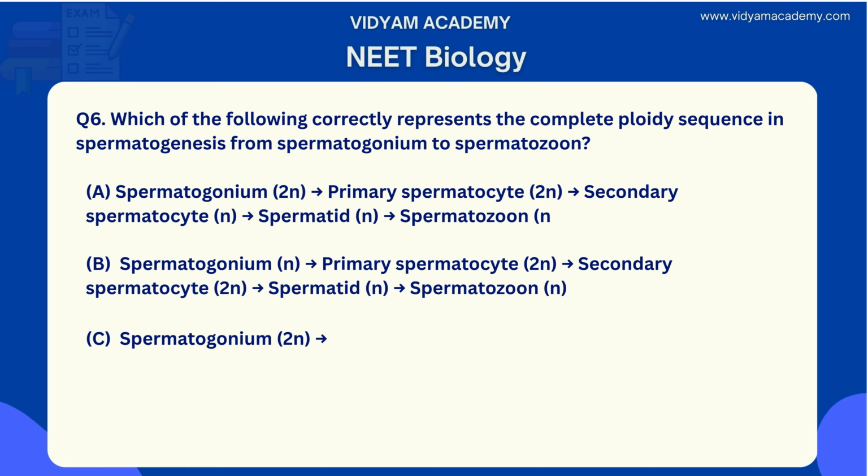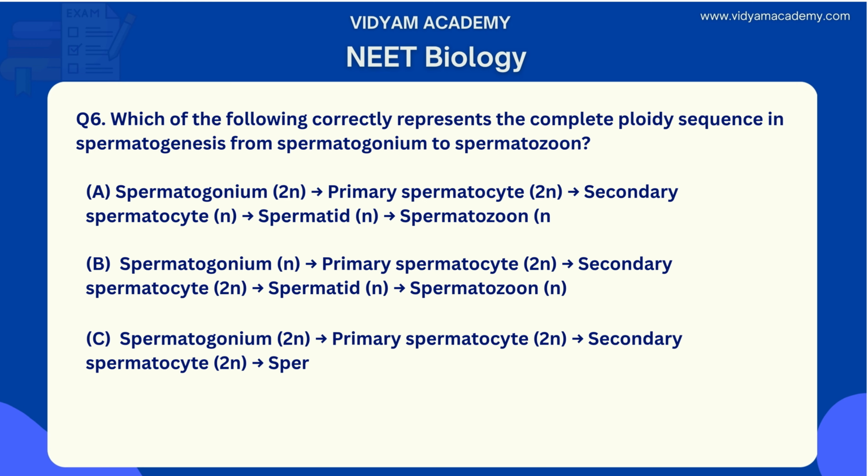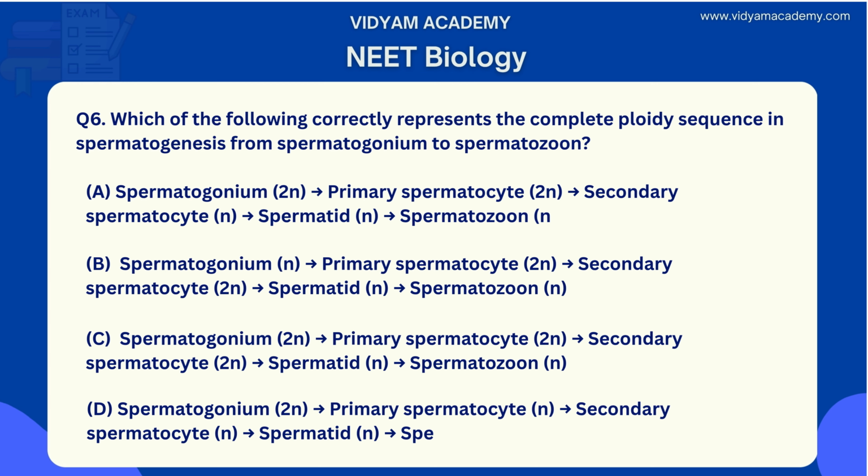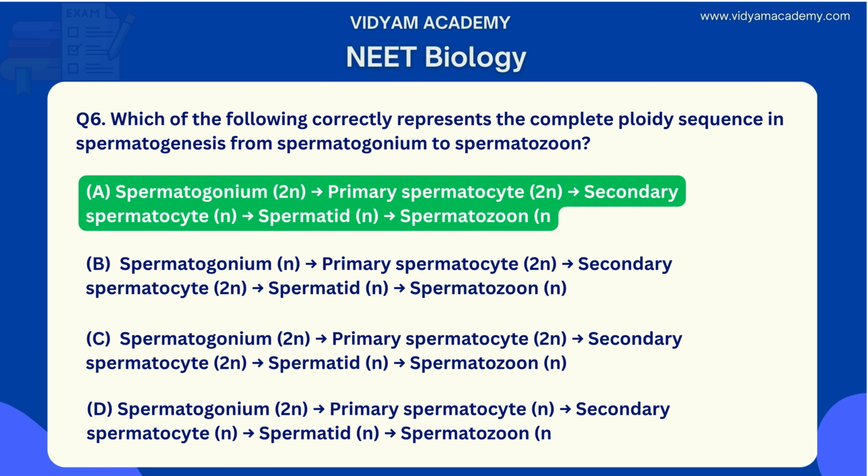Option C, spermatogonium 2n, primary spermatocyte 2n, secondary spermatocyte 2n, spermatid n, and spermatozoan n. Option D, spermatogonium 2n, primary spermatocyte n, secondary spermatocyte n, spermatid n, spermatozoan n. What is the right answer? Yes, the answer is option A. Why and how? Let's see the explanation.